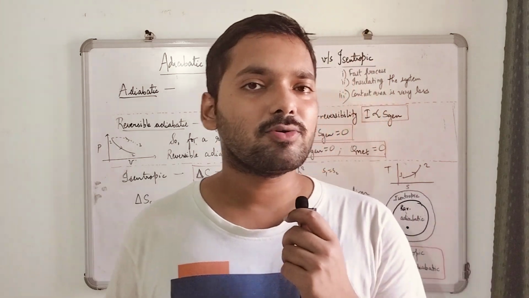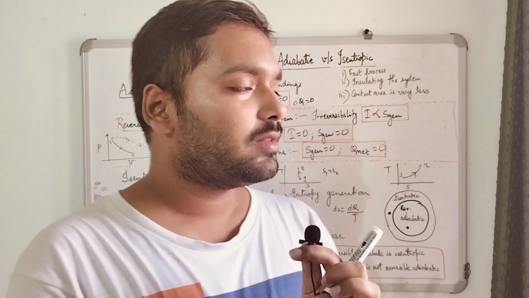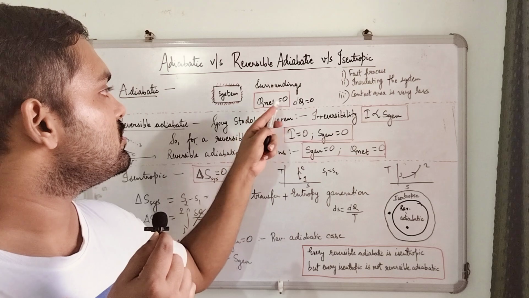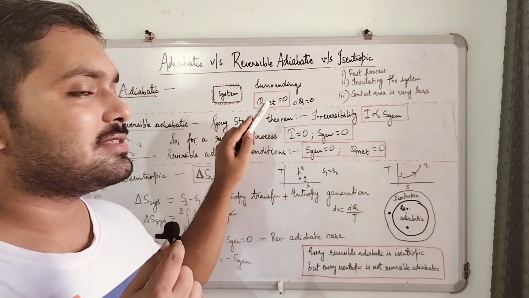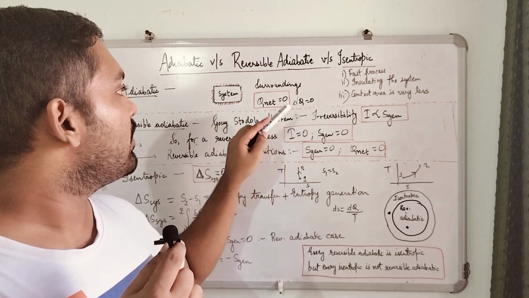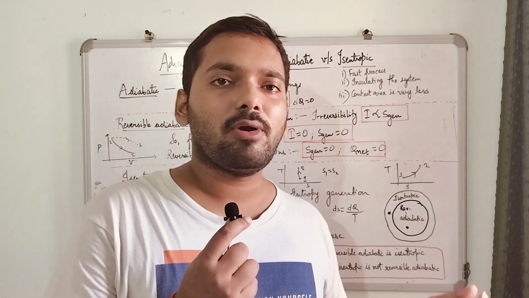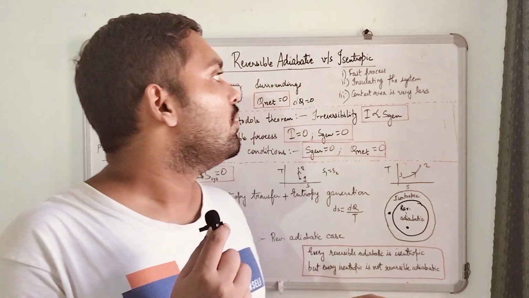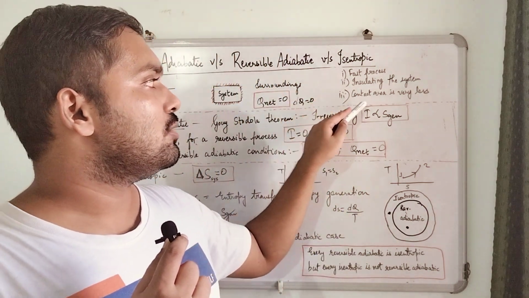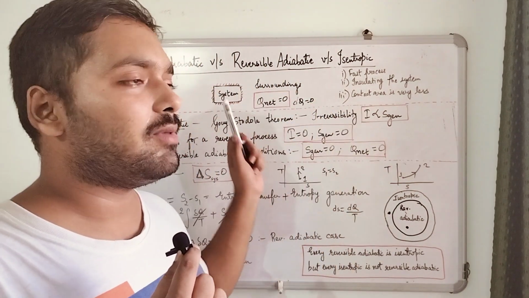So an adiabatic process is the process in which the net heat exchange between system and surroundings is equal to 0. And how can we achieve any adiabatic process? This is also a very frequently asked question in interviews. So these are the three ways in which we can achieve any adiabatic process.